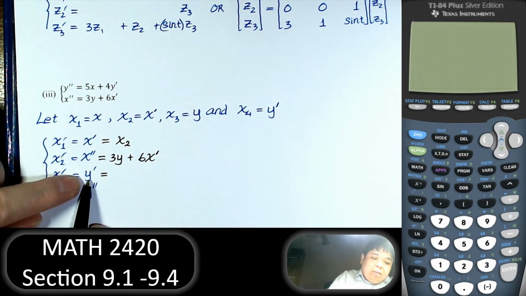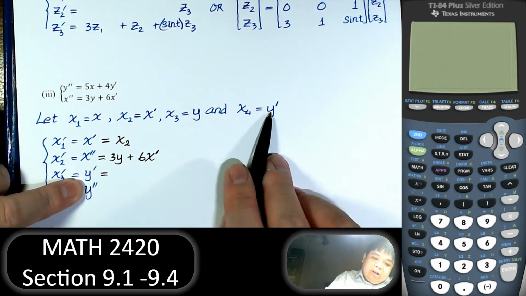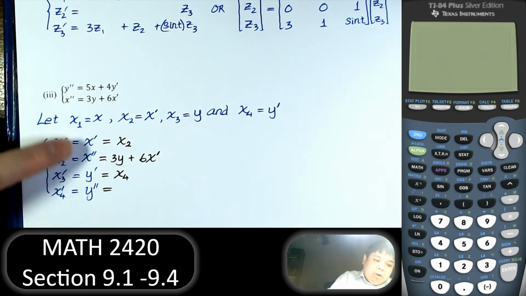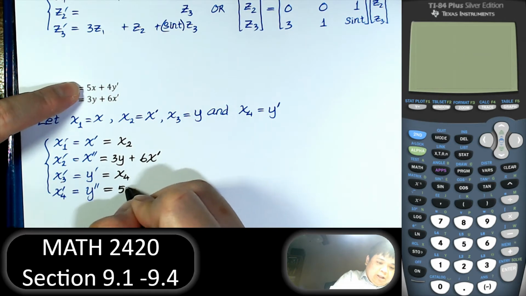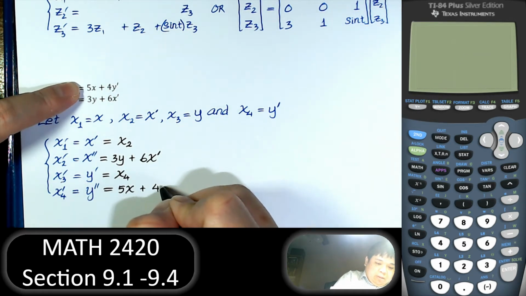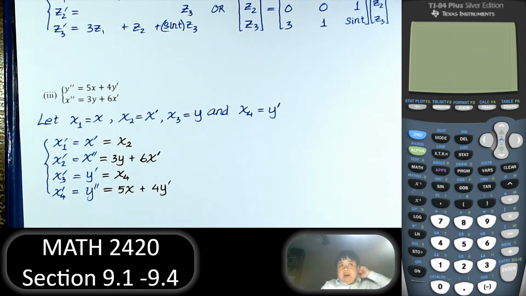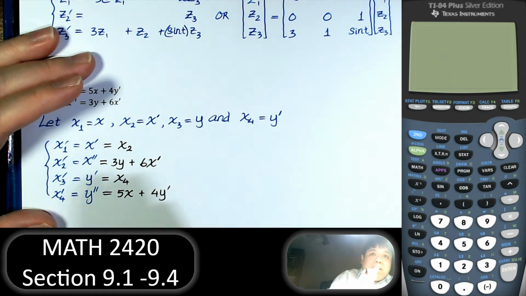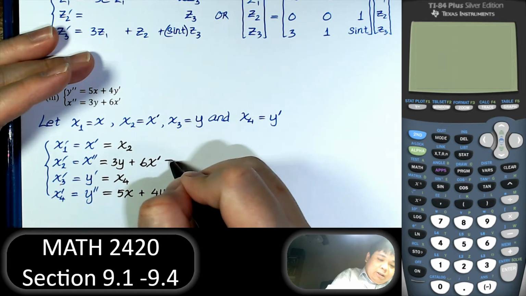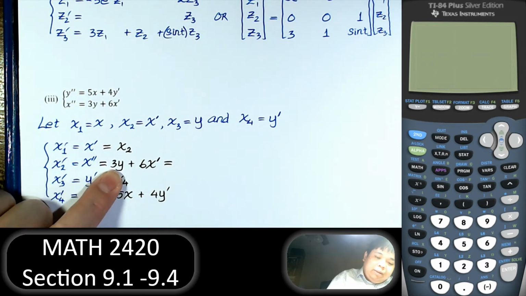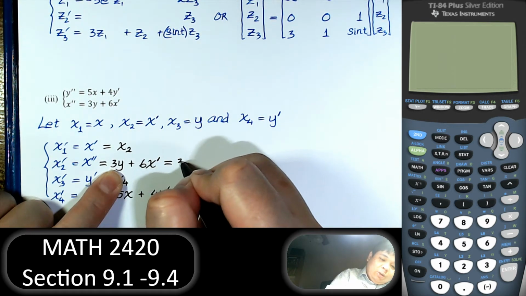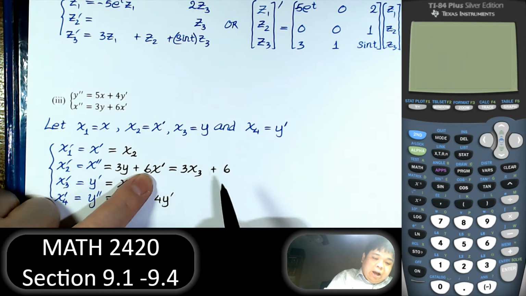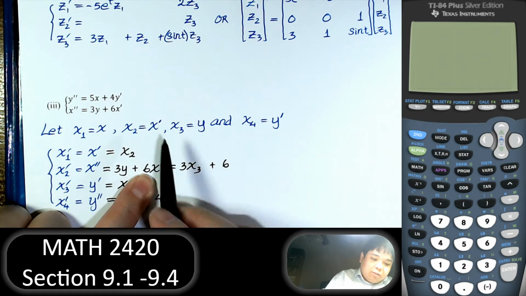x3 prime, y prime, is x4, and y double prime is going to be 5x plus 4y prime. Right. Now, remember the right hand side has no derivative, but has to be in terms of x1, x2, x3, and x4. So what is 3y? 3x3 plus 6 x prime, which is x2.